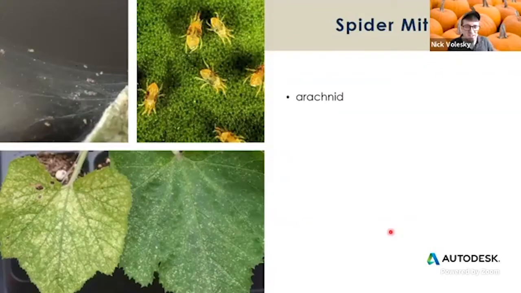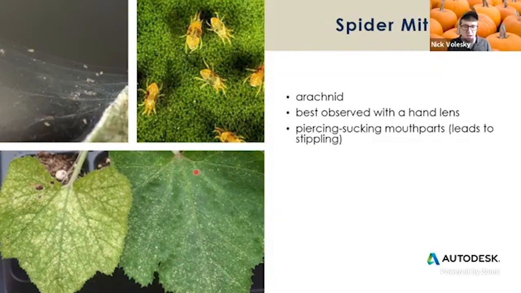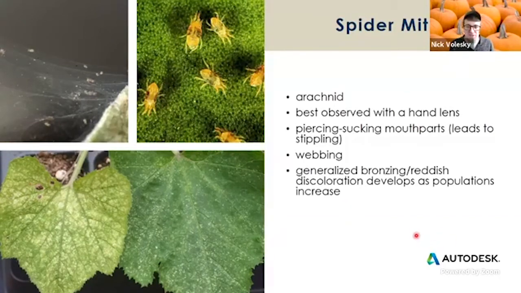So let's talk about spider mites. These obviously aren't insects. These are little arachnids. And they're super small. You need like a little hand lens to really observe them. But here's an image of some of the damage that they can cause. They have piercing, sucking mouth parts, which causes the stippling that we see on our foliage. And of course, they're called spider mites because they produce this webbing on our plants. So that's another key way for us to notice them. And if there's enough of them, the damage they can cause is this generalized bronzing, reddish discoloration, and that can develop as the populations increase.